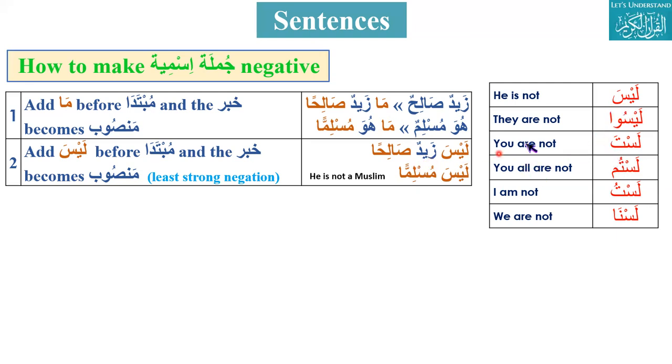There are six, and we have to use them according to whether we are talking about you, I, or we. And even for feminine, let's say Fatima Salihah, if we put Laisa, it will be Laisat, that will become feminine. Laisat Fatima Salihatan. So Laisa, Laisu, we have to be careful.